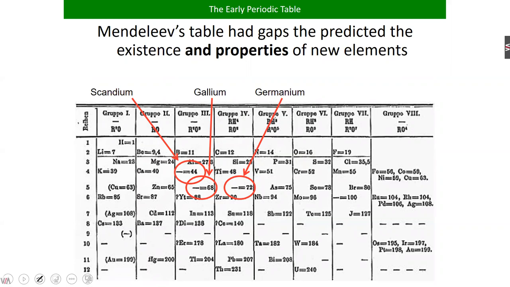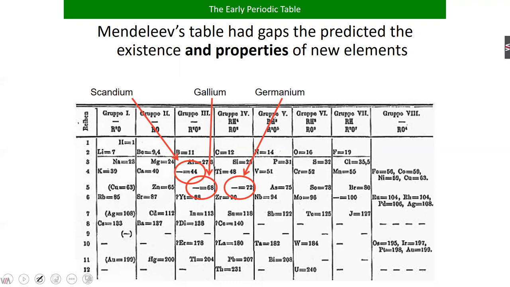but it has very distinct gaps in it, where Mendeleev said, well, there should be something here, because you've got an element that reacts like calcium over here, and you've got titanium over here. There should be something in between. There's a gap in the table. And so this is very early on how they were able to know where to look.